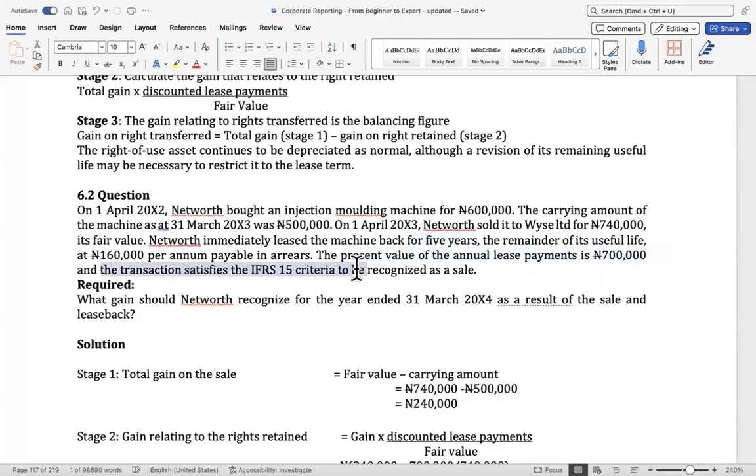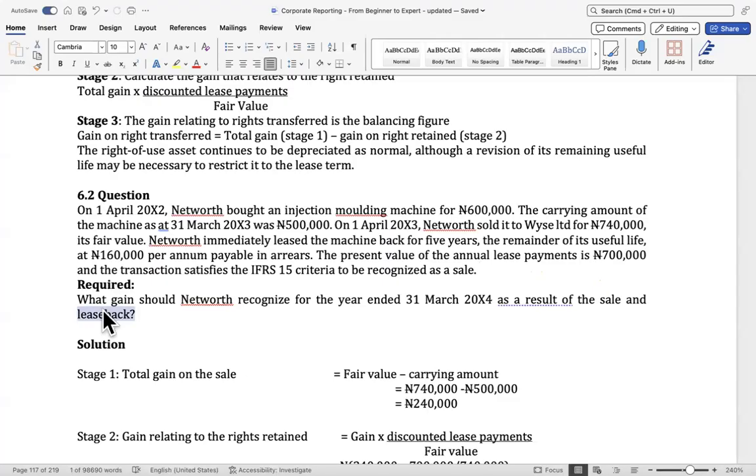And they say the transaction satisfies IFRS criteria to be recognized as sale. So the examiner doesn't want you to start bothering yourself around, is this a sale or not? They told you that, okay, IFRS 15 says it qualifies as sale. So they now say that, what gain should Net Worth recognize as a result of this sale and leaseback? What gain should they recognize?